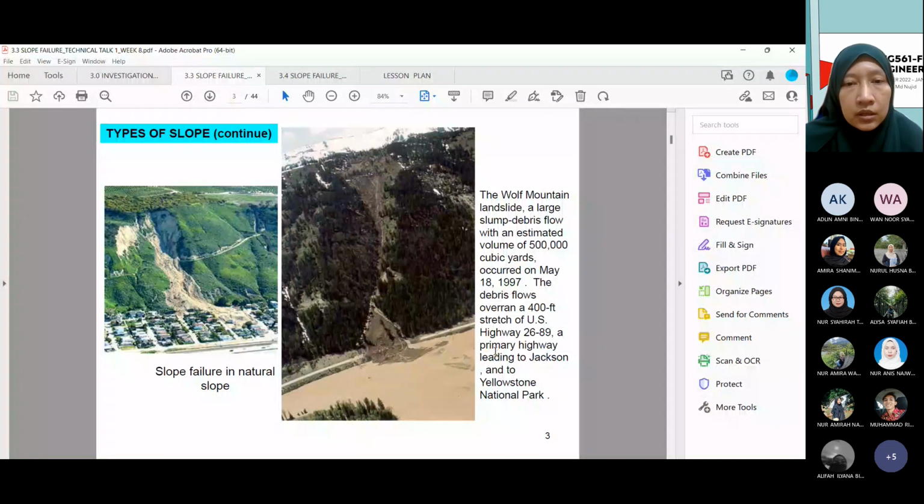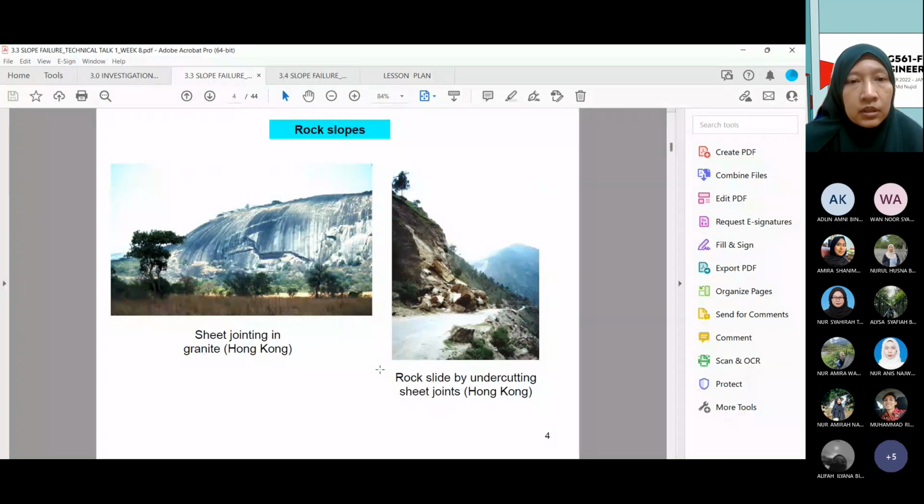So you can see that the soil is being carried by this water. So it's not only a slope failure, it can be categorized as a debris flow and also a landslide. So landslides and debris flows are also different from any simple slope failure. And other than that, you can see that the failure can also happen naturally.